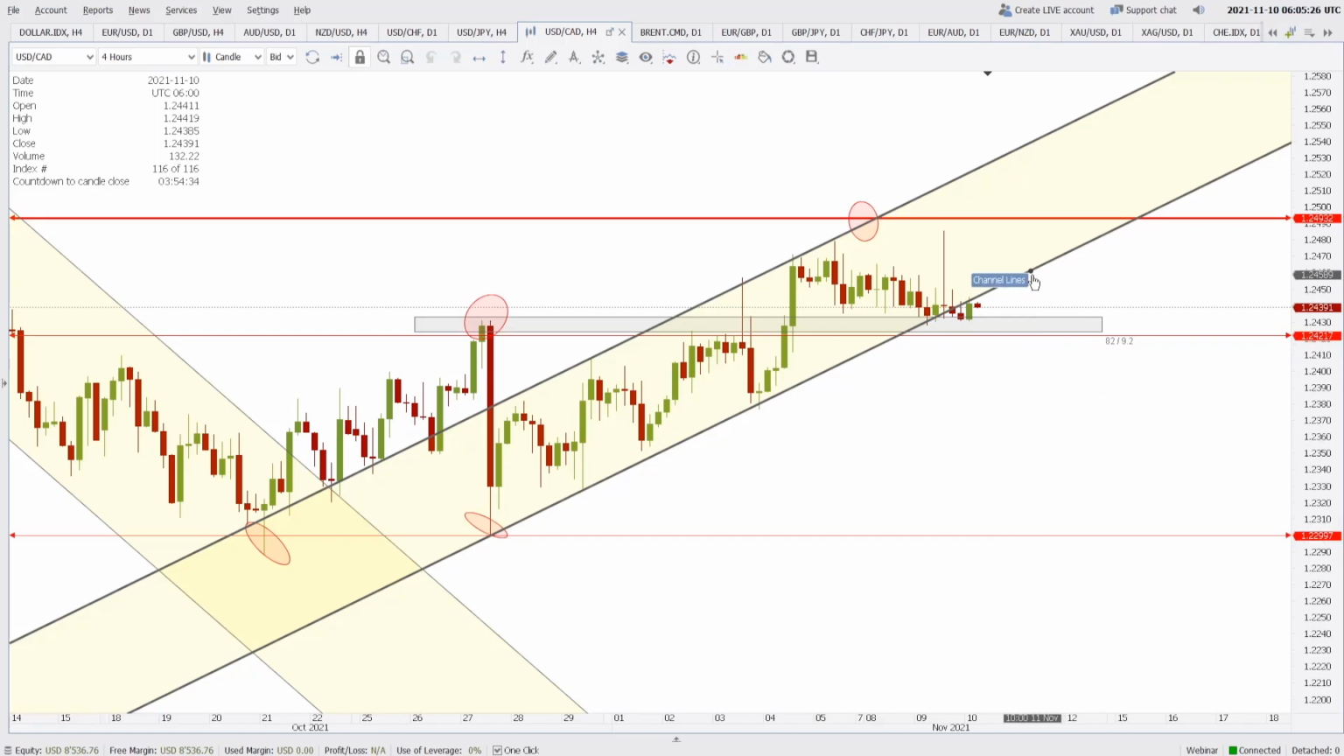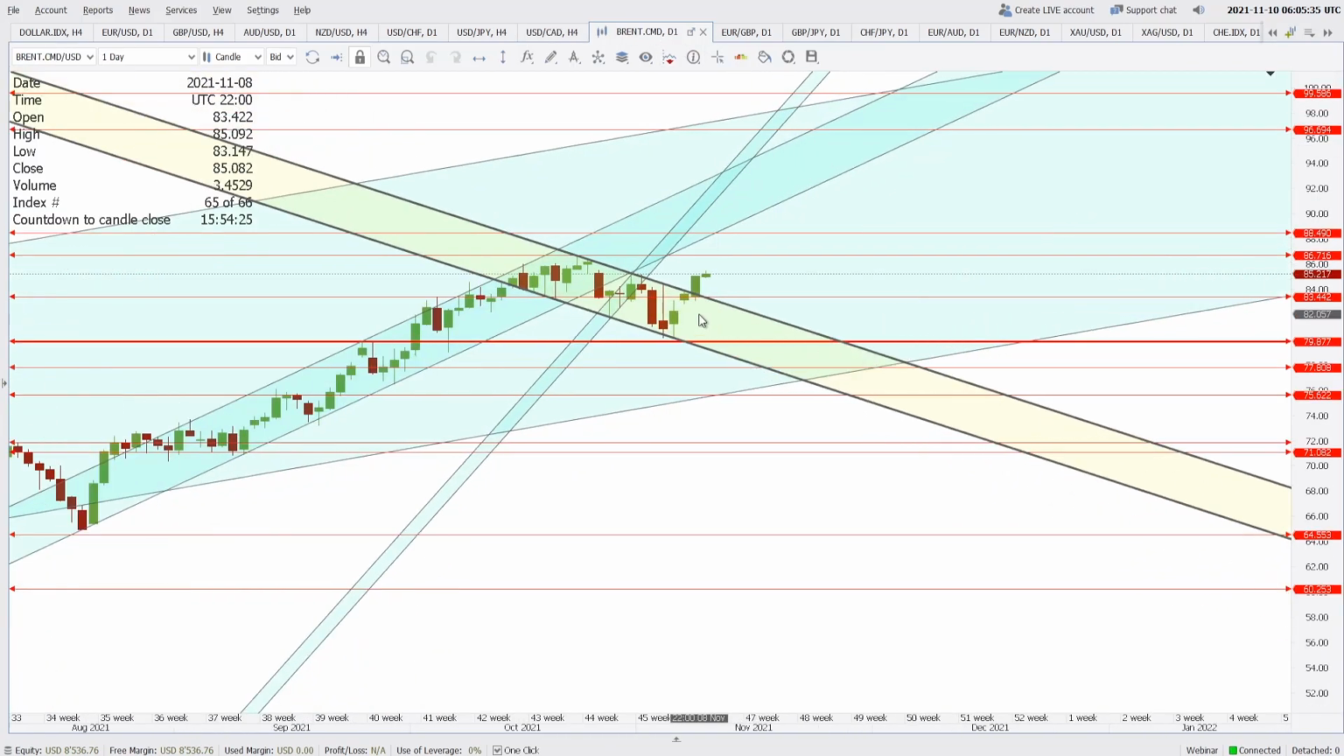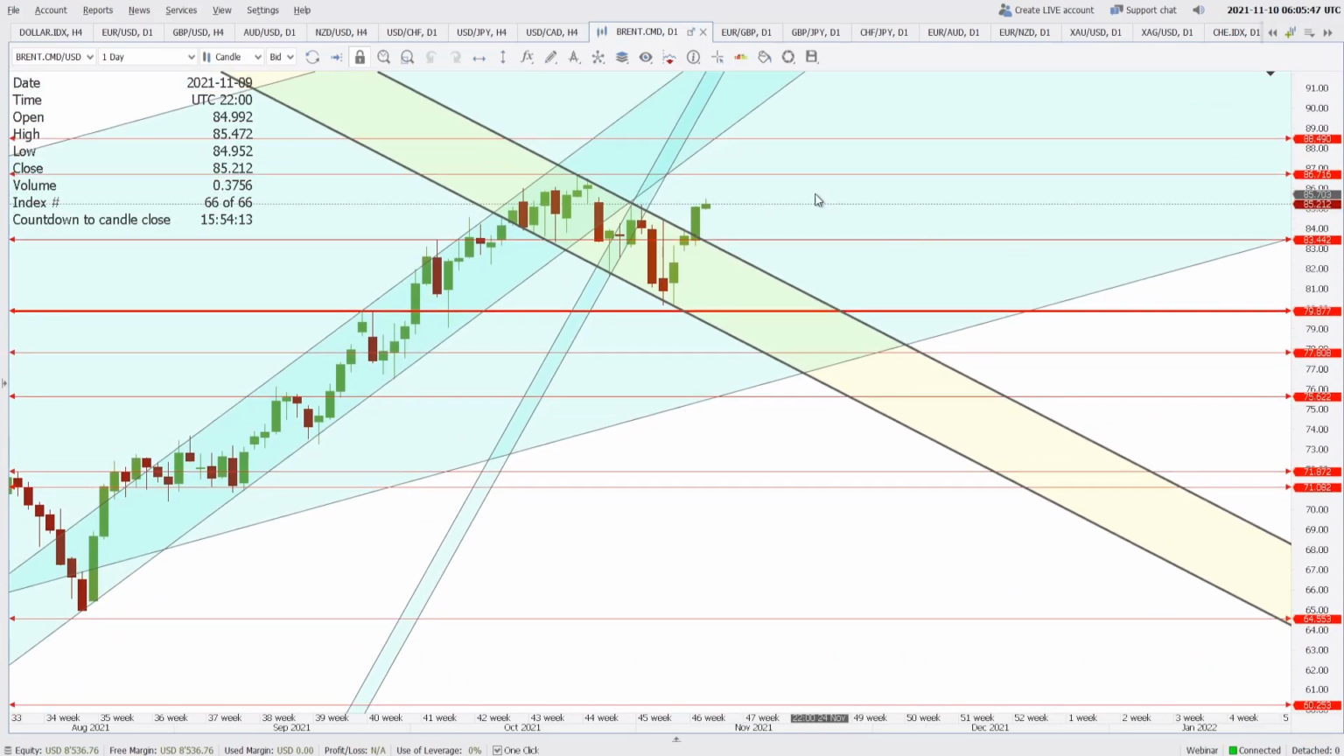On the high side, we have this dynamic line as the resistance and 1.2493 as the horizontal resistance for this market. Yes, because Brent is going up, that is why USDCAD is going down. And the resistance for Brent now is at the 86.71 area, and the support is at 83.44.